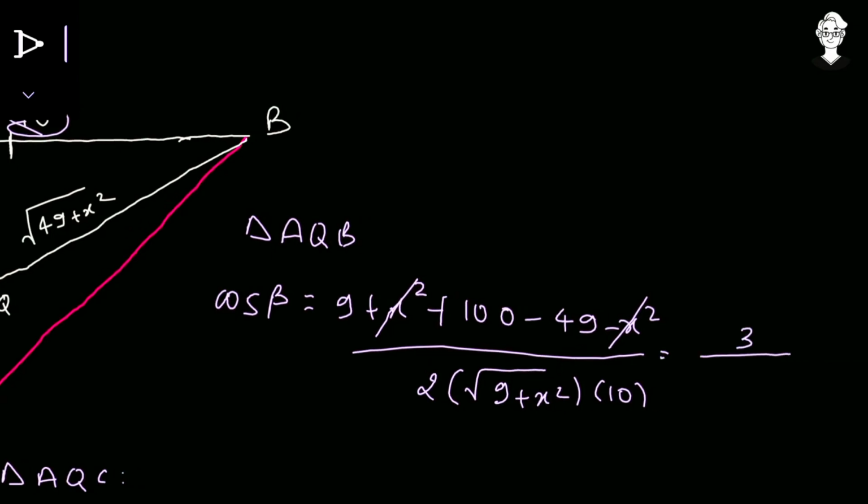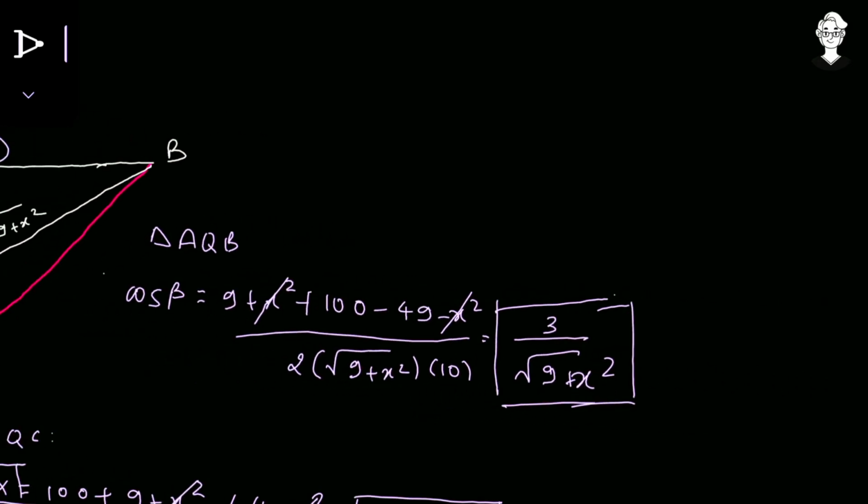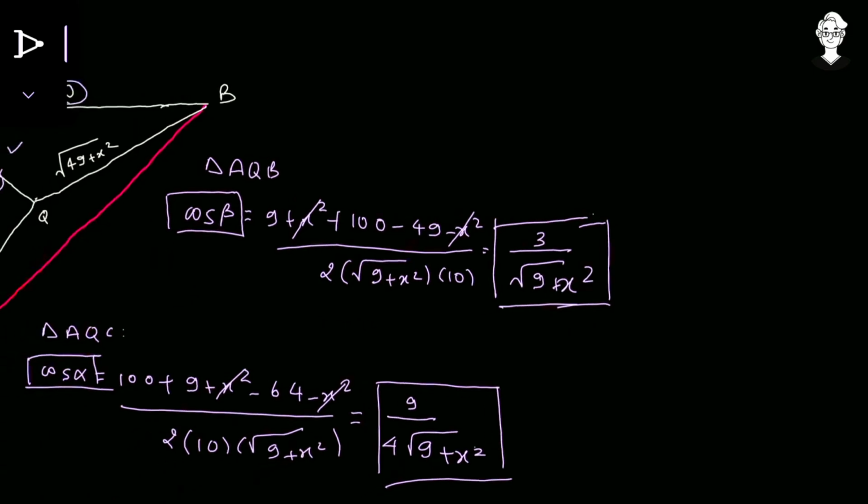So 3 upon square root of 9 plus x square is the value of cos of beta. So yes, this is the value of cos of beta over there. So I'm writing it over here. This is the value of cos of beta, and here we were having the value of cos of alpha.